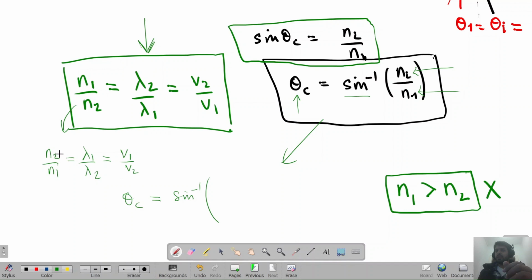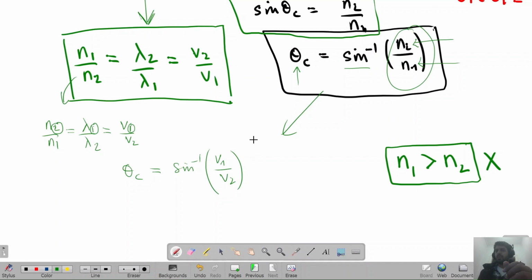Another important thing to remember is that these numbers here are always opposite. So if you have n2 over n1, the ratio of the velocities will be v1 over v2. So here we need n2 over n1. If I want to write it in terms of velocity, I will write v1 over v2. And now you will realize why I emphasized so much about first medium and second medium, right? Because a lot of students make this mistake. They write this equation, but they don't know what should be the speed in the first medium and what should be the speed in the second medium.